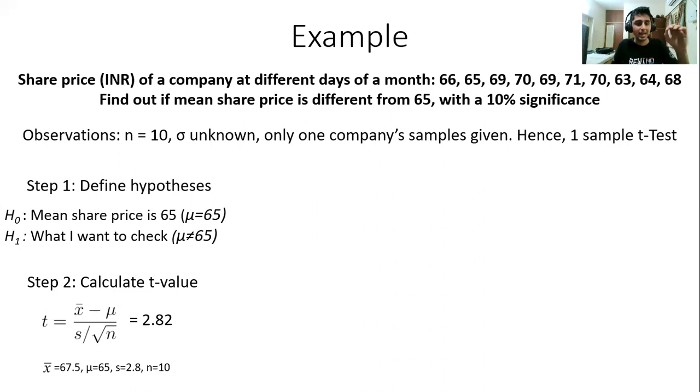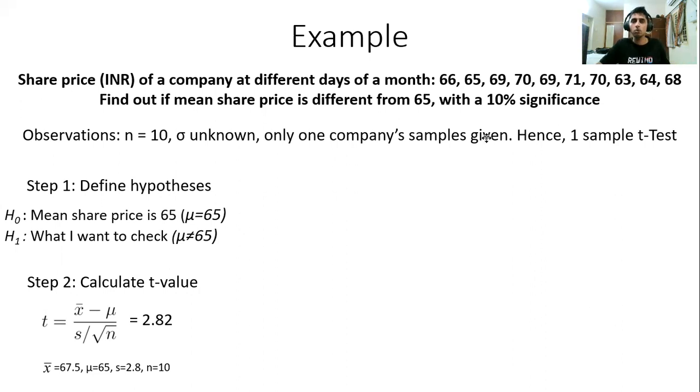I just go and calculate the t-value. For calculating the t-value, you just take all the numbers and dump them in, and you'll get the value. You calculate the mean of all the given numbers, that is x bar, which comes out to 67.5. Then the population mean, which is what you're assuming: that the mean share price is 65. That is mu. And the standard deviation is 2.8, the standard deviation of all the 10 numbers which are given.